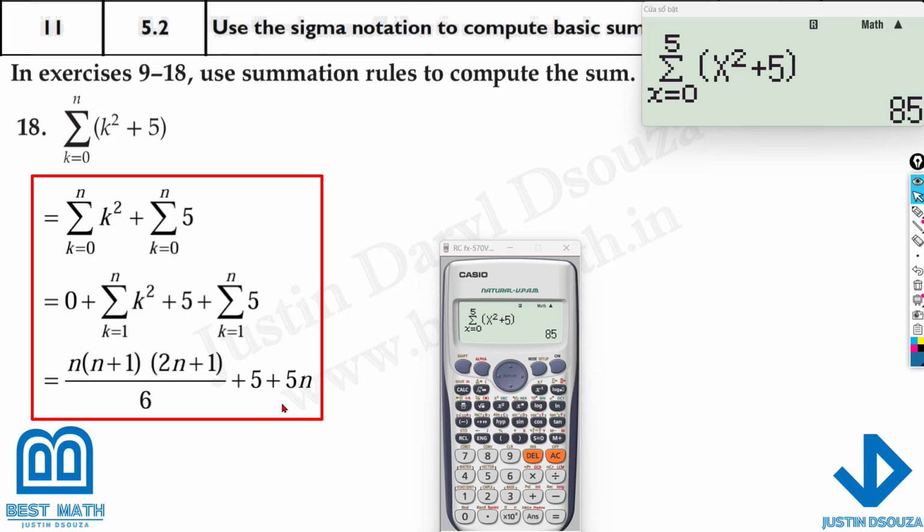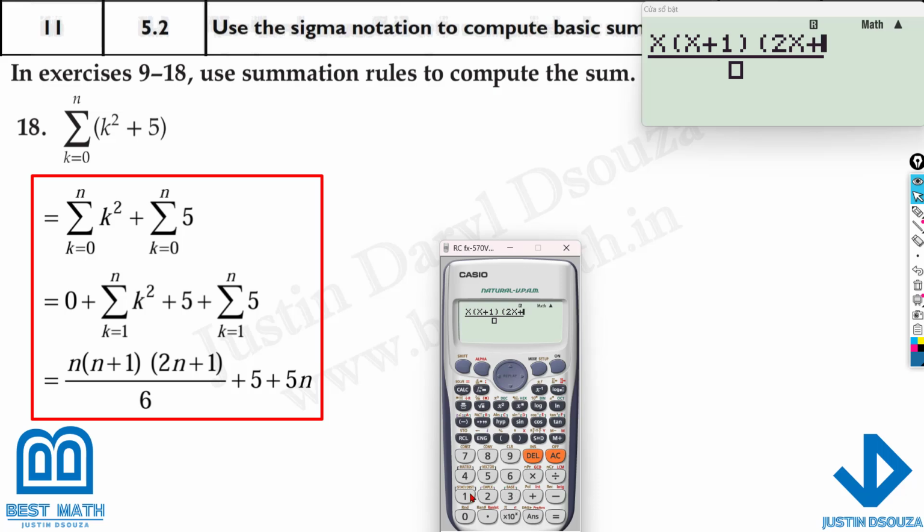Here, what have we got? One of these is the correct answer, but you'll have four options. You need to try it in all the four options, only then it'll work. So let me try x times (x plus 1), close the bracket, open the bracket again, (2x plus 1) divided by 6, and over here it'll be plus 5n. So calculated at 5, here we go, it was 85, and calculated at say 100, which we did, it was a huge number. This is the answer.